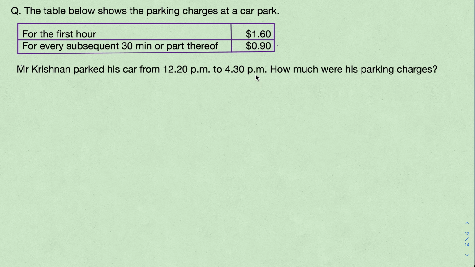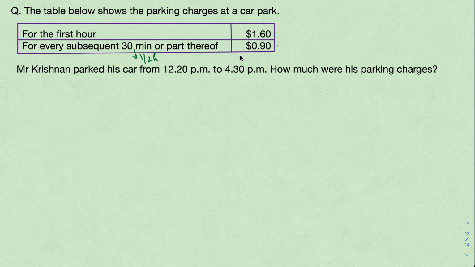So the table here shows the parking charges of a car park, and for the first hour the charge is $1.60, and after that every 30 minutes, or you can say every half an hour, or part thereof, or part of half an hour. So it can be as less as 1 minute or 10 minutes, 15 minutes, up to 30 minutes. The charge is still the same.